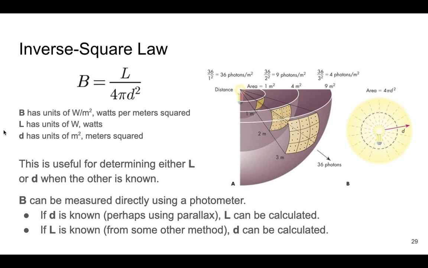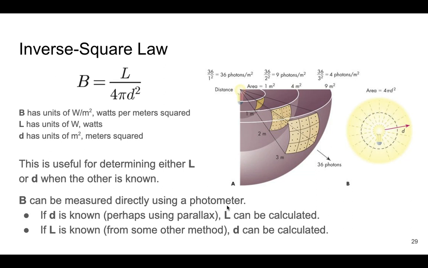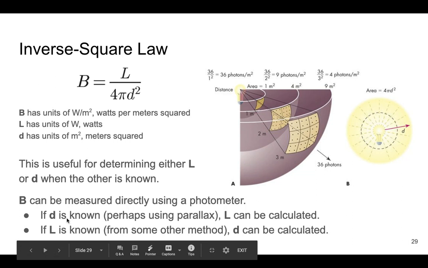So typically, you measure brightness directly using what's called a photometer. It's a light meter. It's measuring how much light you're getting from a specific thing. Distance, you might know because you're able to measure it by parallax if it's a nearby star. If that's the case, then you can measure the luminosity. It's also possible that you know the luminosity from some other method, which is going to have to be mysterious at this point. We'll learn about what the other methods are later in this chapter.